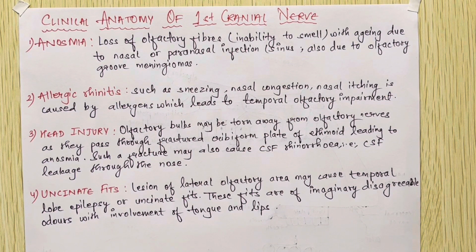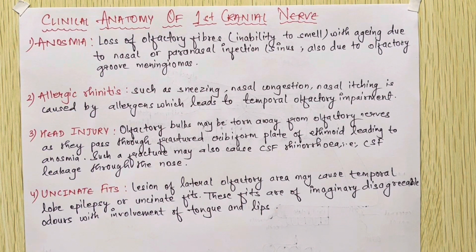First one is anosmia. Anosmia is the loss of olfactory fibers, that is inability to smell, with aging, due to nasal or paranasal infection, that is sinusitis, and also due to olfactory groove meningiomas. Second one is allergic rhinitis, such as sneezing, nasal congestion, nasal itching caused by allergens, which leads to temporary olfactory impairment. Third one is head injury.